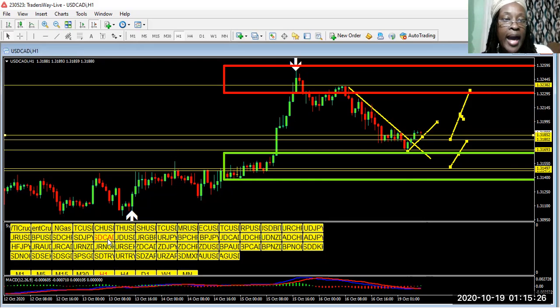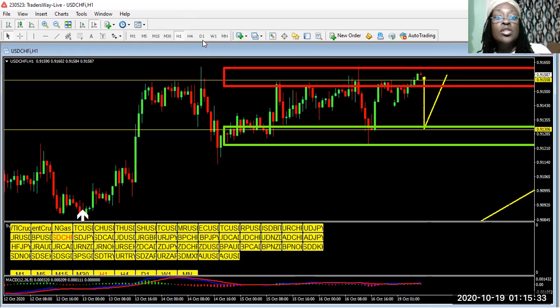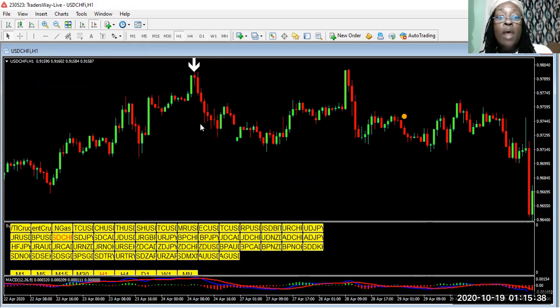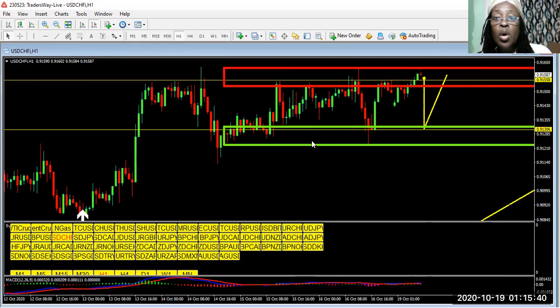So that's USD CAD, USD JPY, USD CHF. Okay, so USD CHF on the daily is bullish. So on the hour, what are we doing? On the hour, we're looking for a buy, so we want to buy out of this zone right here. We're already inside of the supply zone. So I'm anticipating price to come down into this area here.